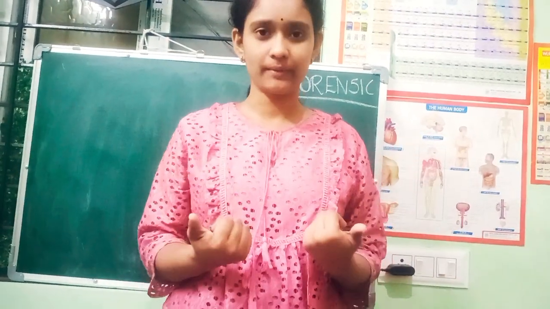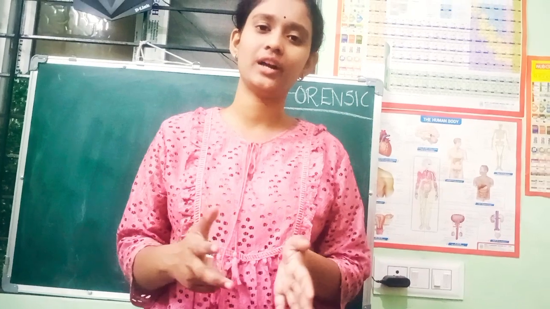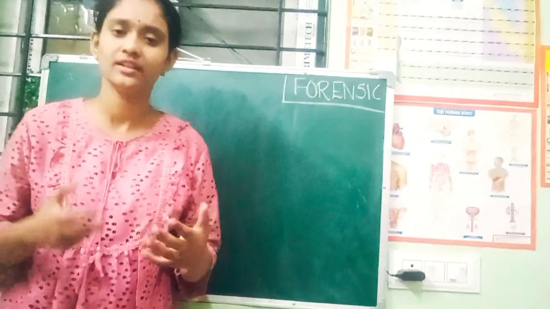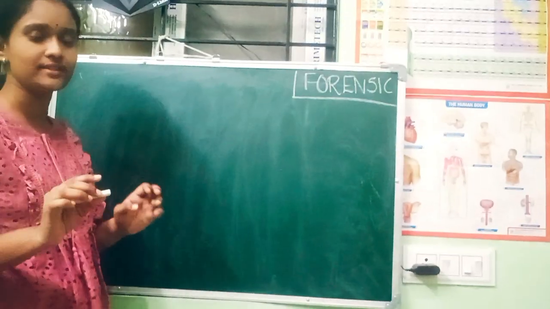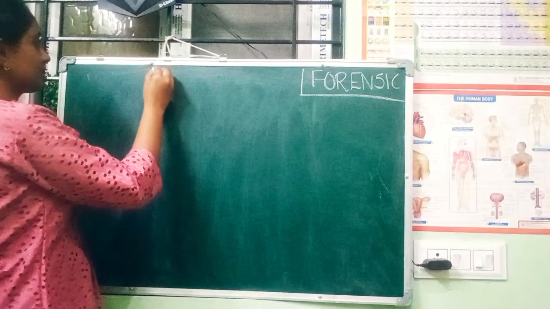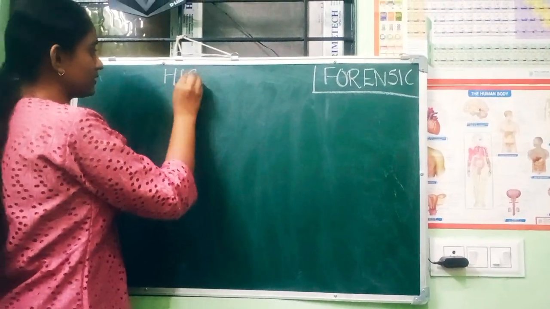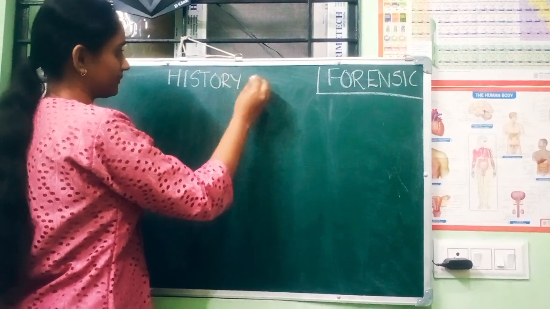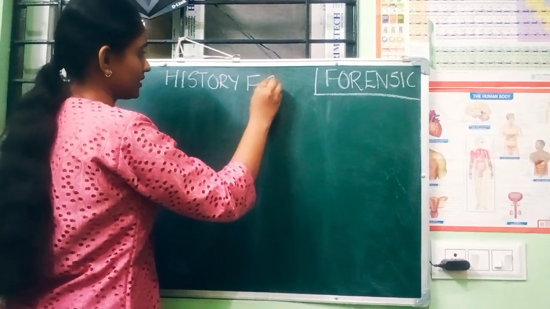So in this video, I am going to start with forensic, the forensic first year semester one. I'm going to start with the chapter. So what is the first chapter in this? It is history of forensic science. I'm going to write forensic science in a short form, that is FS. History of FS, forensic science.